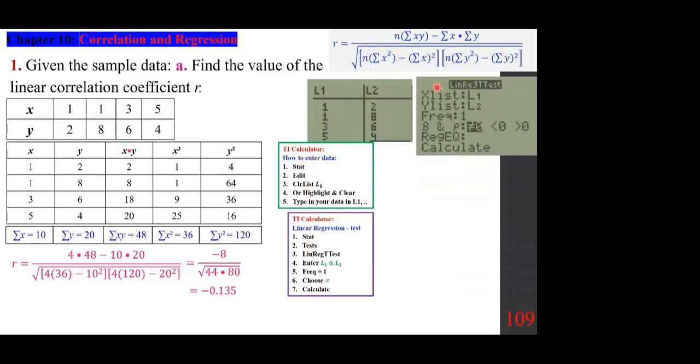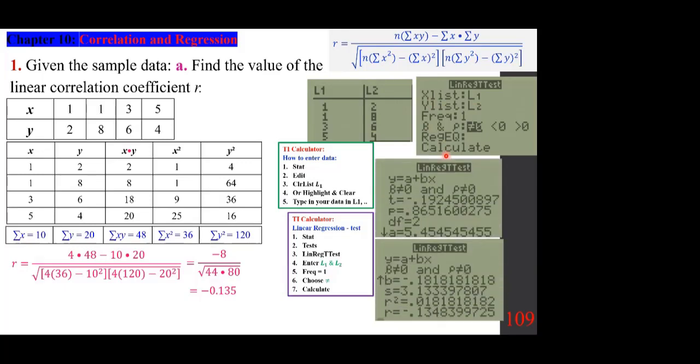And it gives you the information how to put it in. You run the regression analysis, linear regression t-test. As you can see, the X1 list is L1, Y1 list is L2 already. Don't change that. Do the calculation. It does give you a lot of information. For this part, we only need R. But we have a lot more information here. We're going to discuss it shortly.